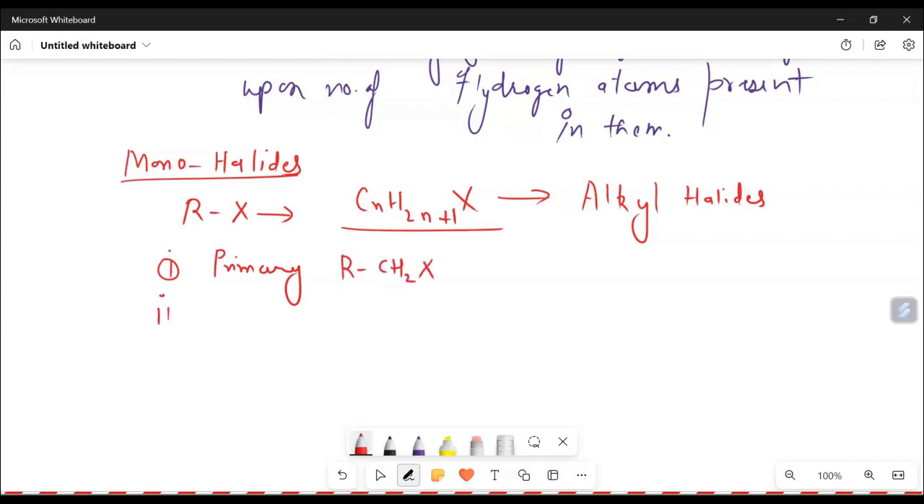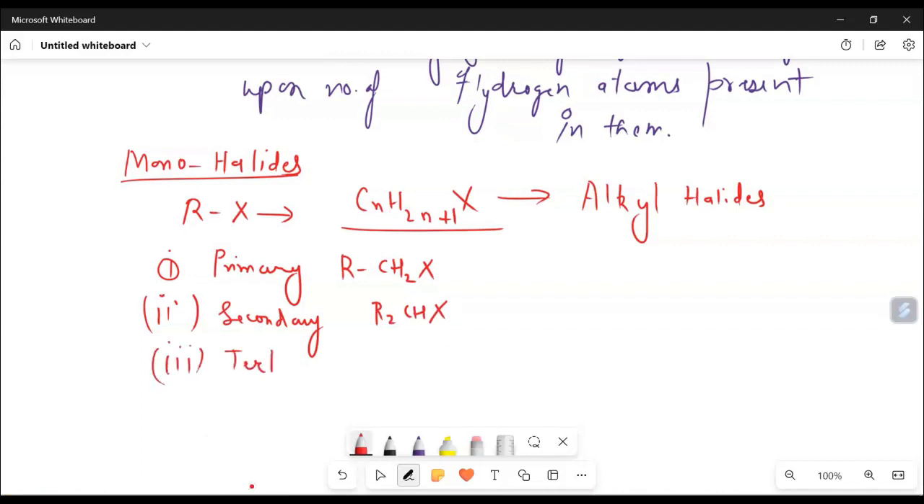Secondary monohalide is R2CHX, and the third one is tertiary. I am starting from the very basics, so you will be able to understand what R2CH is. Here you can see there are 2 hydrogens. Here there is one hydrogen on this carbon, and here there are 0 hydrogens, this is called tertiary.